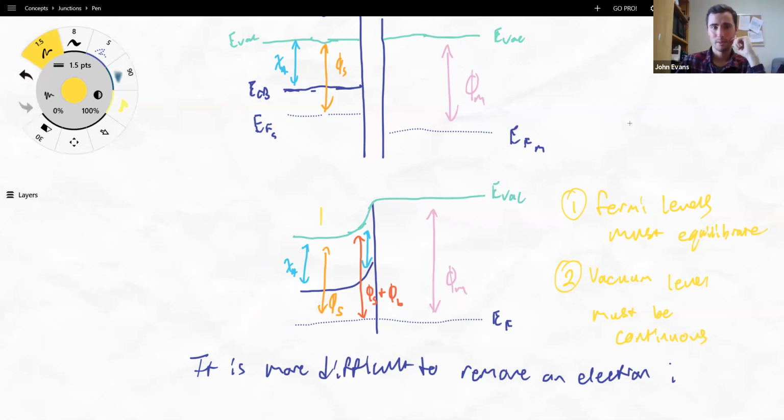Also note, this difference here is VBI. So just like for a semiconductor, if you take the difference between their Fermi levels, you can get your VBI. If we take psi of m minus psi of s, it's going to be equal to our VBI for a metal. So hopefully that makes a little bit of sense.